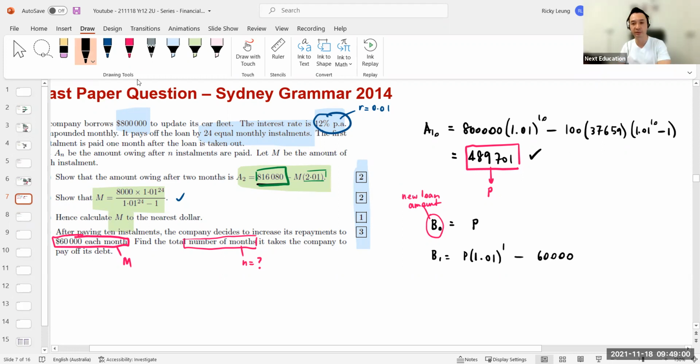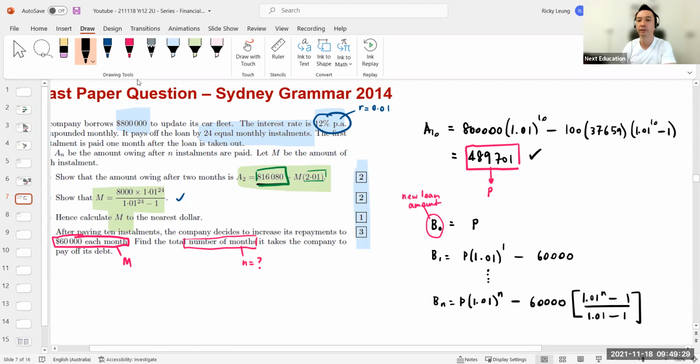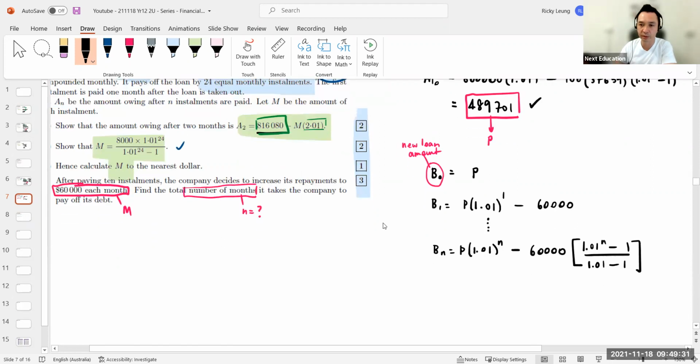Yeah, 60,000. I love this question because it switches. Before you're finding M, now you're finding N. So let's do this. Bn equals P times 1.01 to the power of N minus 60,000, and just for your sake, I'll insert the sum of a GP so I don't rush too much. It was like this, over that, minus 1. Same deal as before.